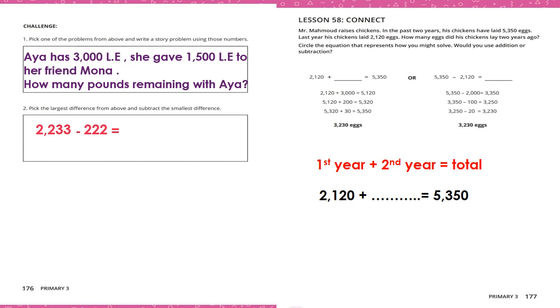Ones with ones. 3 minus 2, 1. 3 minus 2, 1. 2 minus 2, 0. And 2 as it is. So the answer, or the difference, equals 2,011.